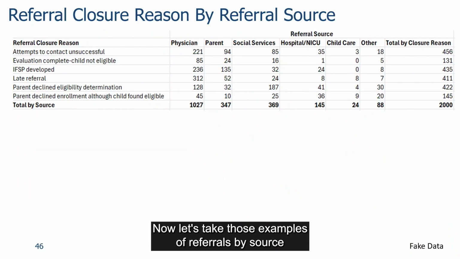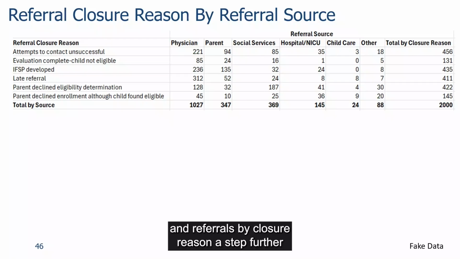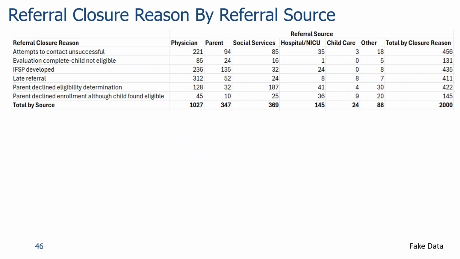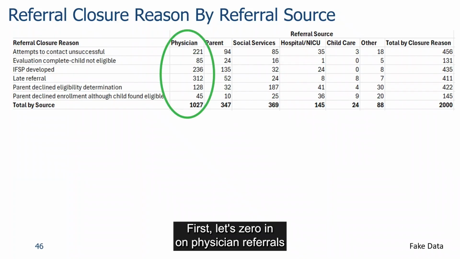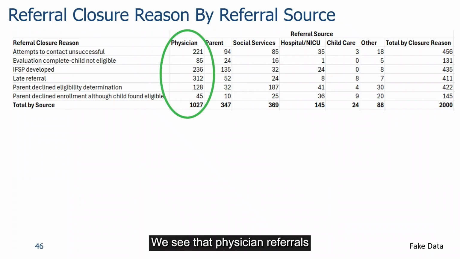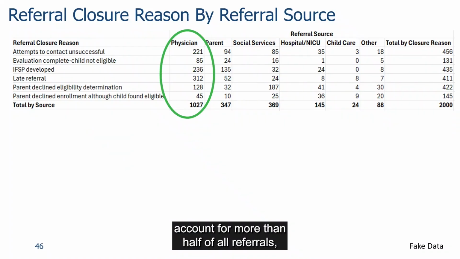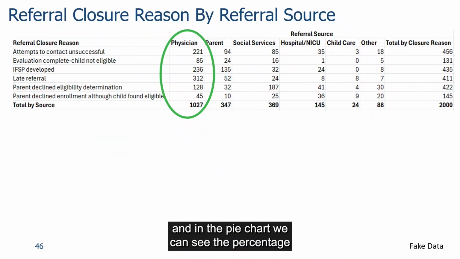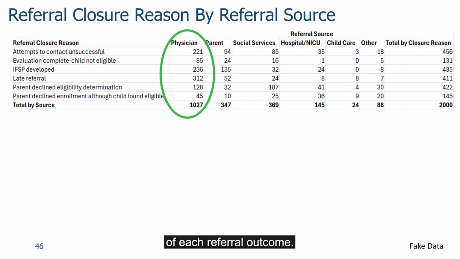Now let's take those examples of referrals by source and referrals by closure reason a step further and look at the referral closure reasons by referral source. First, let's zero in on physician referrals and their closure reasons. We see that physician referrals account for more than half of all referrals, 1,027 total referrals, and in the pie chart we can see the percentage of each referral outcome.